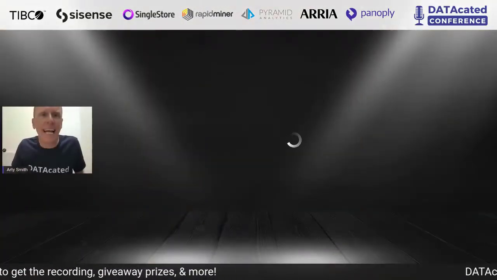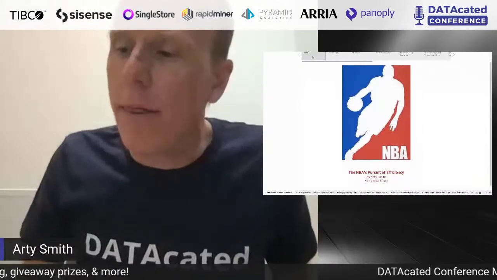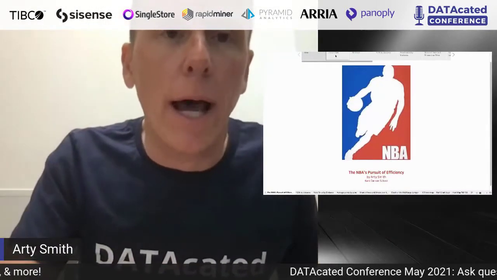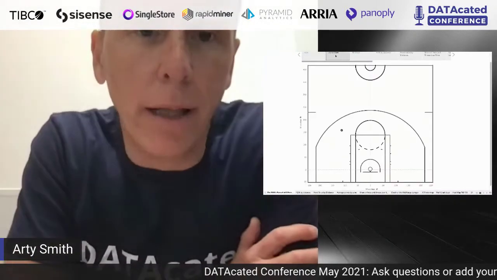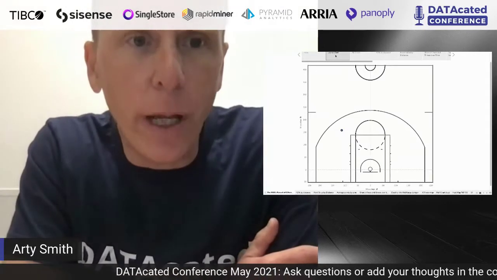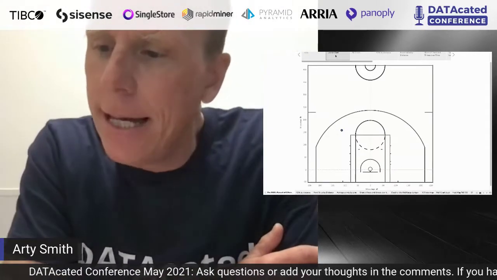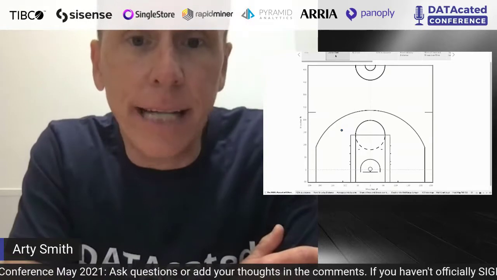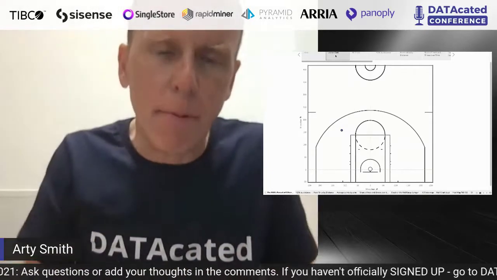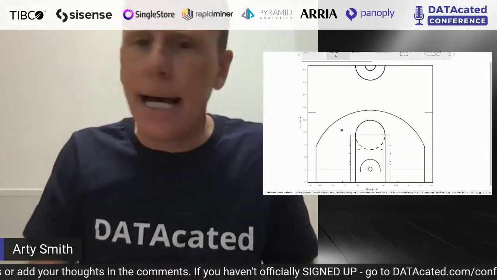And this story begins in 1979 when the NBA added the three-point line. And when they added the three-point line, I don't think anybody knew exactly how it would affect the game. And indeed, it's taken us decades to figure out how to play the game of basketball most efficiently.